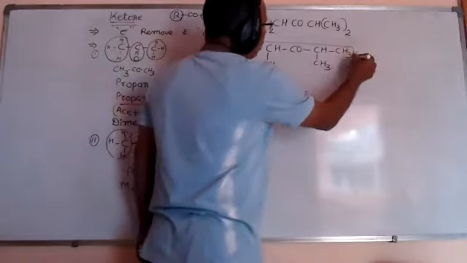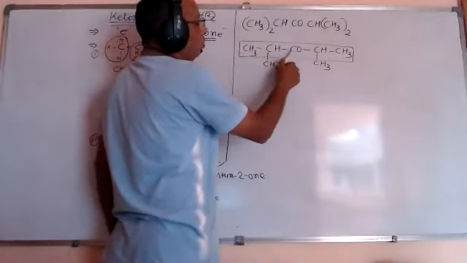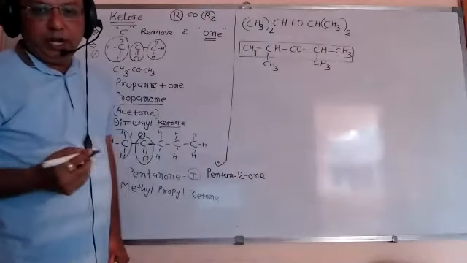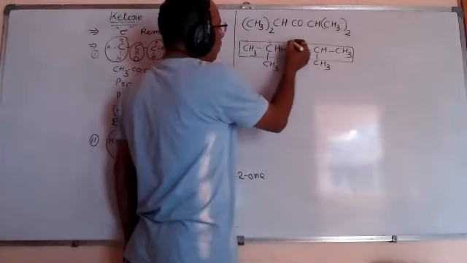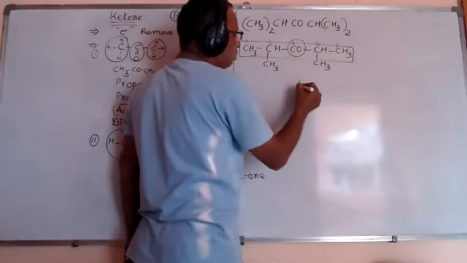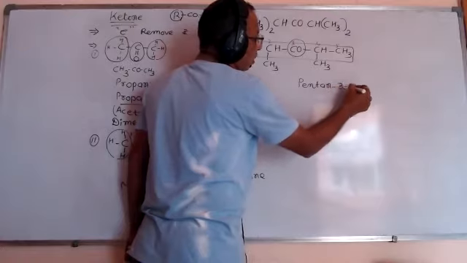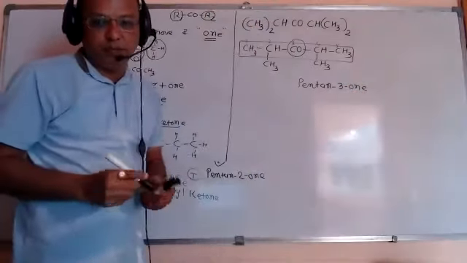Now the longest chain, you can see this is the longest chain: 1, 2, 3, 4, 5. For 5 carbons, it is pentane. You can see 1, 2, and 3: on the third carbon, CO is present. So we should write pentan-3-one. This is the name of the longest chain.